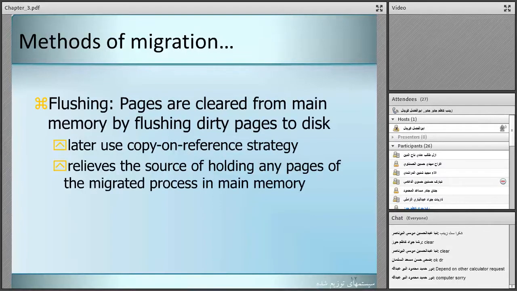But in flushing, we firstly store all the data of the process, which is in main memory, to hard disk. So we store all the data of the source machine from its main memory to hard disk, and then we act as copy on reference. It means we do not send anything to the destination machine again, and all the data of the process is stored on hard disk here in this method.